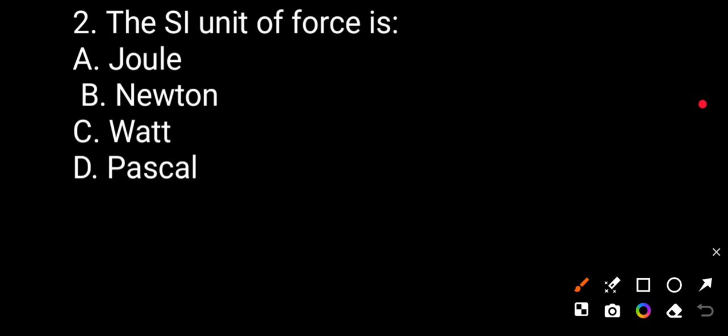Now next question. The SI unit of the force is: Joule, Newton, Watt, Pascal. Correct answer will be B. The SI unit of force is Newton. Joule is the unit of the work, Watt is the unit of the power, and Pascal is the unit of the pressure. So option B is correct. The SI unit of force is Newton.